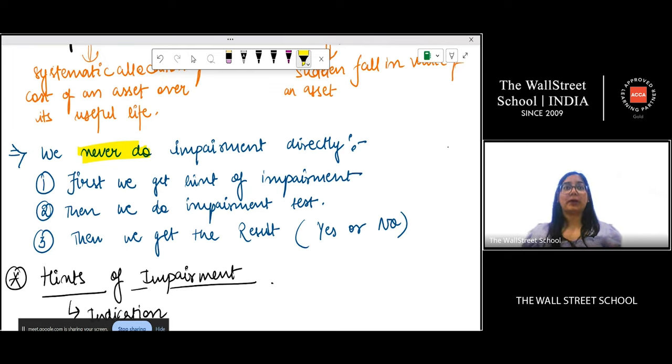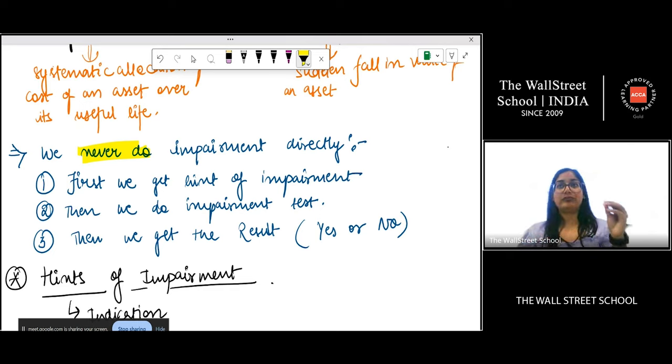What do we mean by impairment testing? Impairment testing means that we'll be checking whether the value of the asset, whatever asset it is, has fallen down or not, right? So we'll not do impairment testing directly. Whenever there is any indicator, only then will I do impairment testing.